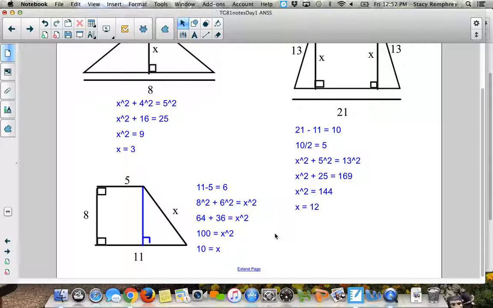Okay, so again, you're looking for the right angle. With the Pythagorean theorem, it's very important to figure out which is the c side and make sure that goes in the right place.